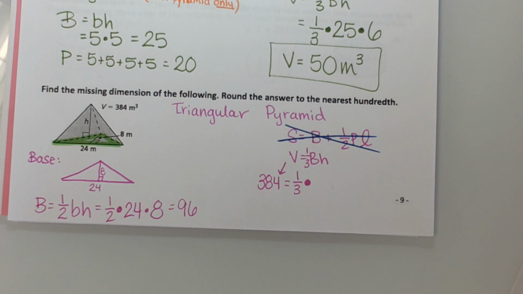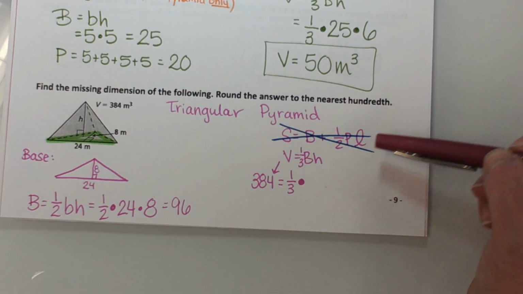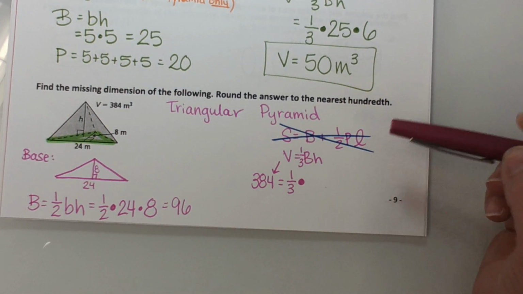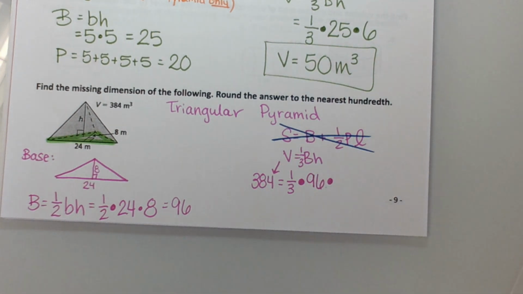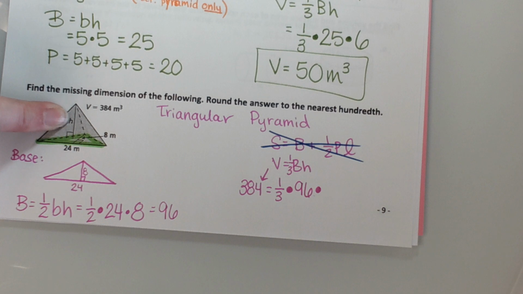Do I need to find the perimeter of the base when I'm just working backwards? No, because it doesn't ask for it. Doesn't ask for it in this formula. If you were using a surface area, then you would. 1/3 times 96 times H. They've got H on that.